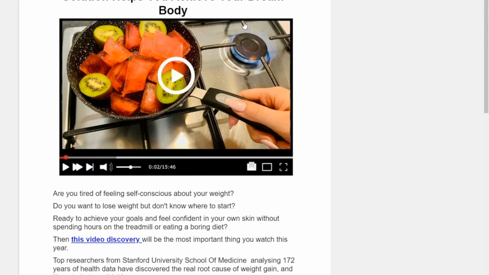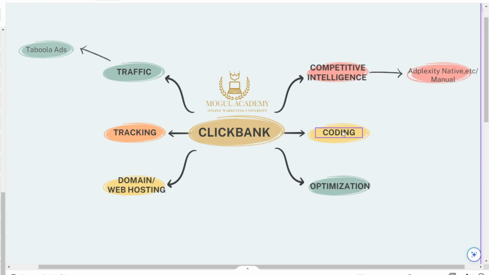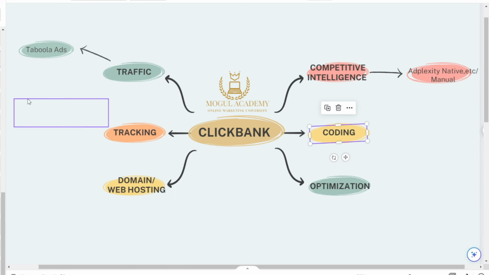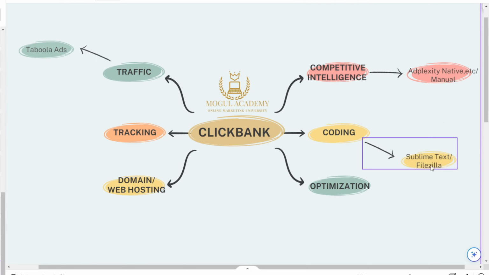So if you're not familiar with building advertorial pages, that's something I definitely want to cover as well, because that's where your coding is going to come into play. So let me just reveal the tools you're going to need to have landing pages like this. So you're going to need something called Sublime Text, FileZilla. Now you may be thinking, why do I need Sublime Text? Why do I need FileZilla?